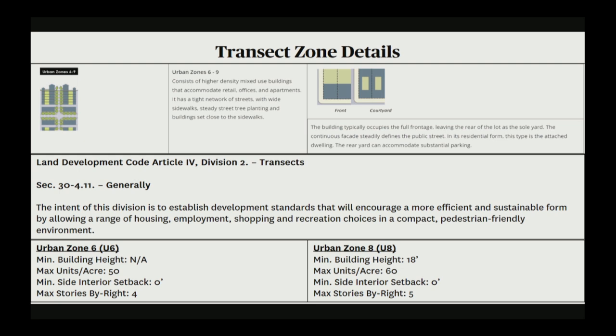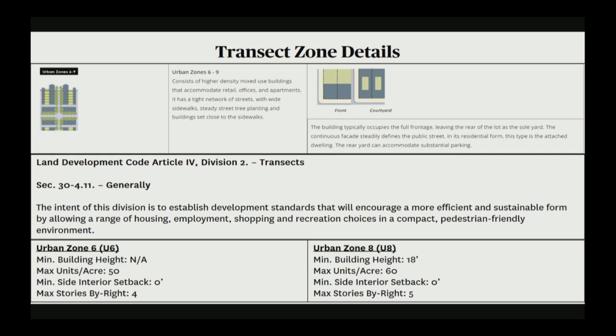Looking generally at the intent of the Transect Code, transects are intended to establish development standards that encourage a more efficient and sustainable form, allowing a range of housing, employment, shopping, and recreation choices in a compact and pedestrian-friendly environment. So just a quick look at what the differences are between the requested U6 and the adjacent U8.